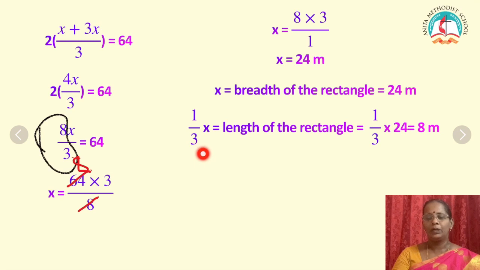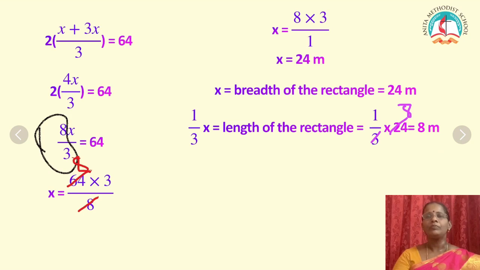Length is nothing but 1 by 3 of the breadth. So the breadth, just now we found it is 3. Sorry, it is 24. Therefore 3 and 24 cancel. 1 by 3 into x, that is equal to the length of the rectangle, that is equal to 1 by 3 into 24. If you cancel 24 and 3, you will get the answer as 8.